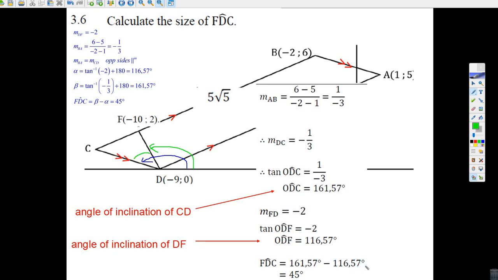161.57 minus 116.57, we get 45 degrees. And that's how you calculate the angle between two lines. They always have two, you always find the two gradients, find the angles of inclination, and 9 times out of 10, you just subtract them and you always get the answer. But you should see it in the picture to get a better idea. That big angle of inclination minus the smaller angle of inclination. And there you go. That's it.